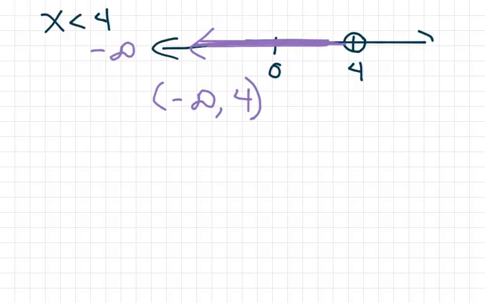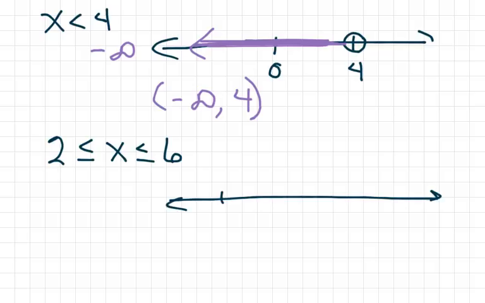We have x is in between 2 and 6, and it's inclusive. It can equal 2 and 6. So all numbers in between 2 and 6, all real numbers. That includes fractions, decimals. So I'm going to draw it.